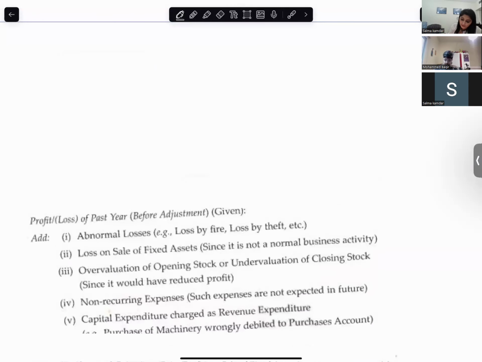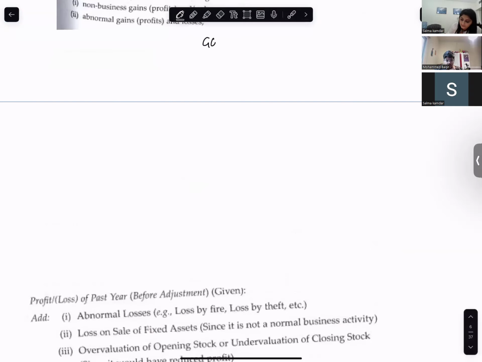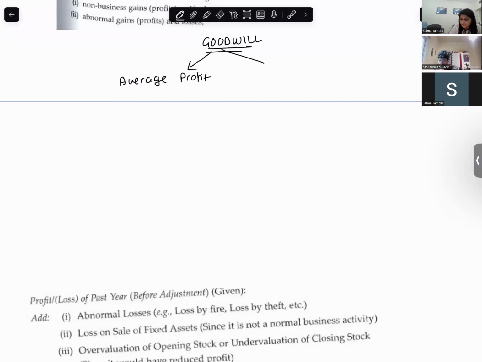When I am talking about goodwill, can you tell me how many methods there are to value goodwill? Three methods. What are the three methods? Average profit method, super profit method, and the third method is capitalization.